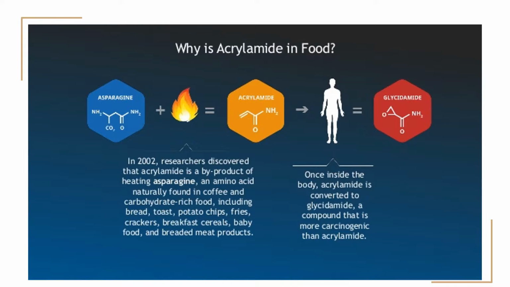So now that you've gotten a basic idea of what acrylamide is, let me give you some background. In 2002, researchers found out that acrylamide is actually a byproduct of heating asparagine, which is an amino acid that is naturally found in coffee and carbohydrate-rich foods, including bread, toast, potato chips, fries, crackers, breakfast cereals, baby food, and breaded meat products. These are all obviously products that we come in contact with all the time, and the fact that acrylamide is a dangerous substance is quite alarming given how often we actually come in contact with it.